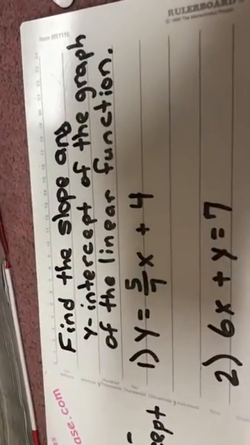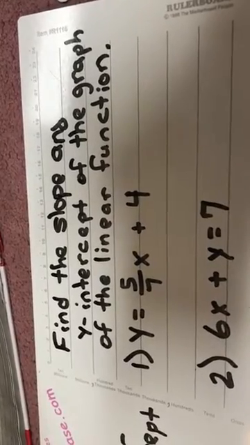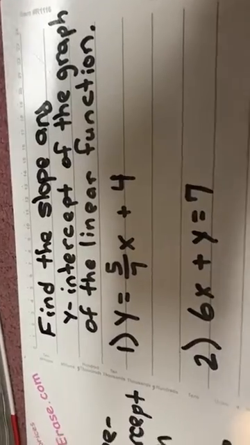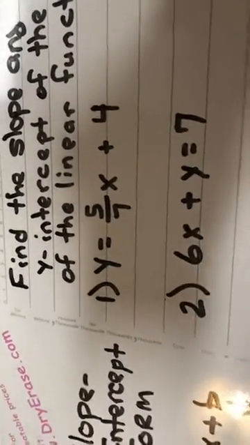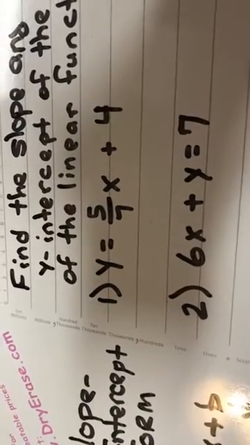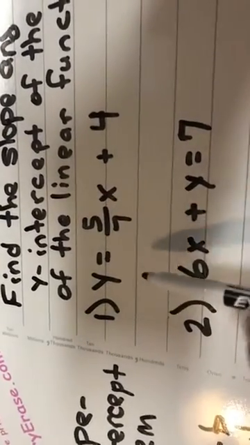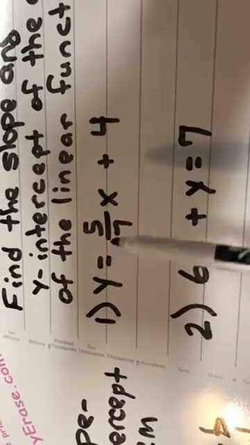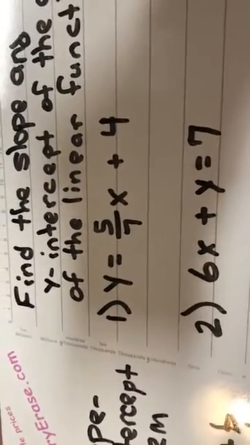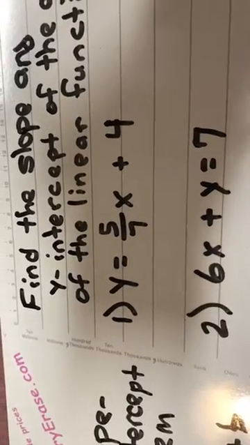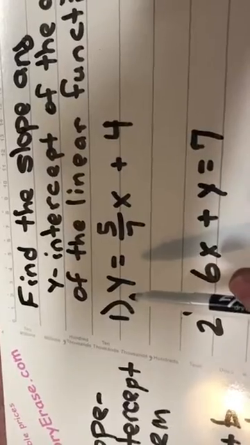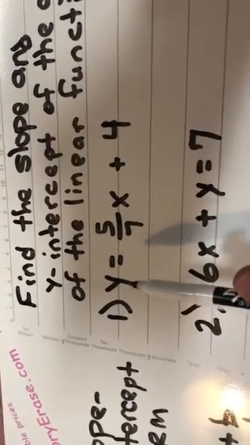There are a couple sets of directions on the assignment you're assigned today. Find the slope and y-intercept of the graph of the linear function. So you're going to get a problem like this. For example, number 1, y equals 5/7 x plus 4. First thing you want to do when you look at an equation is determine whether or not it is in slope-intercept form. Slope-intercept form basically means y is by itself. Y is by itself in this equation.